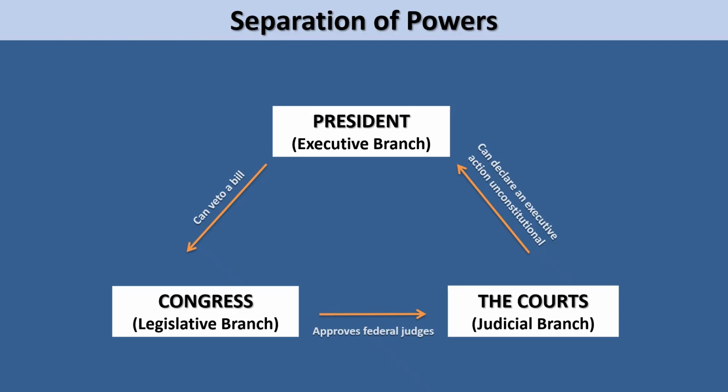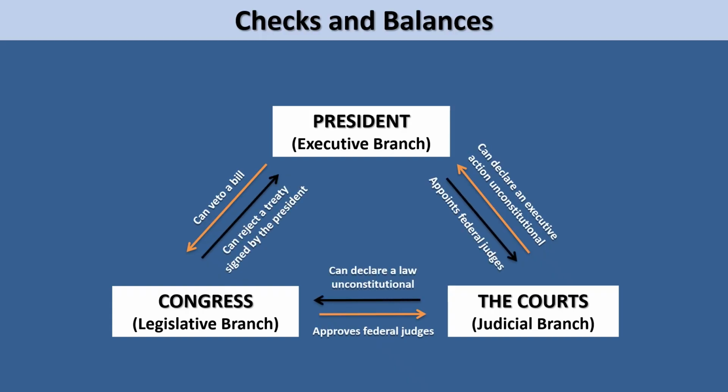The system of separation of powers is closely related to the system of checks and balances. The Constitution not only gives each part of government separate powers, but it also gives each branch of government ways to check the other two, ideally balancing things out so that no one branch gets so powerful that it takes over the entire government.